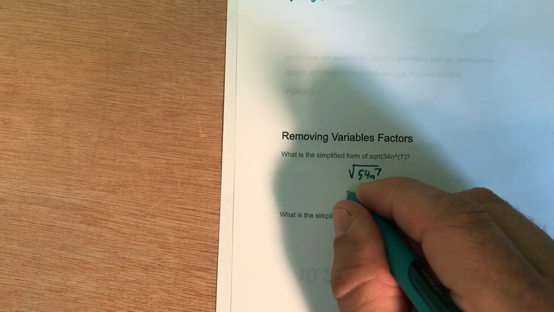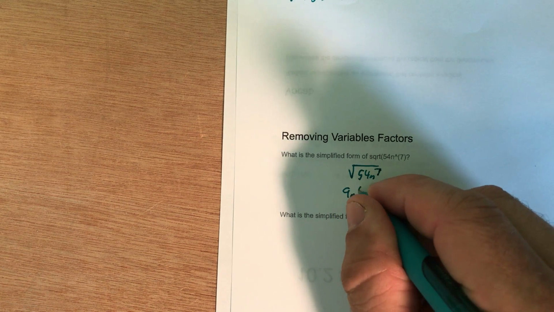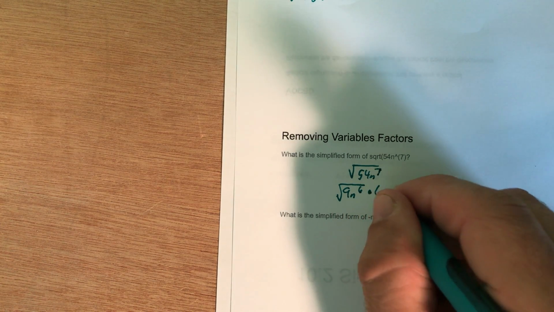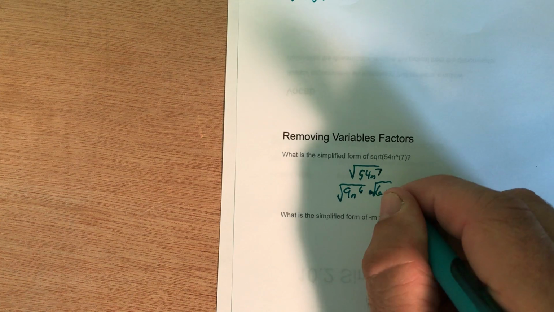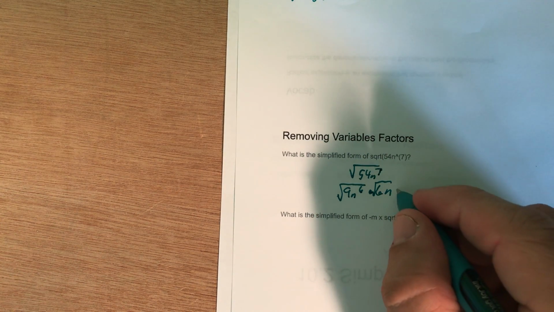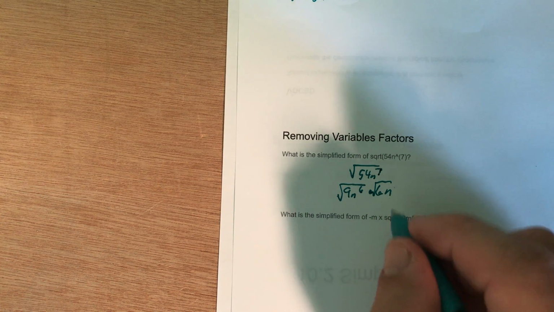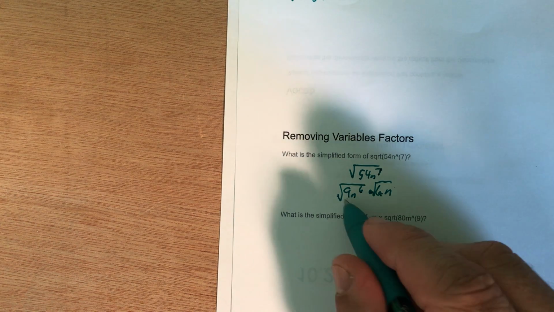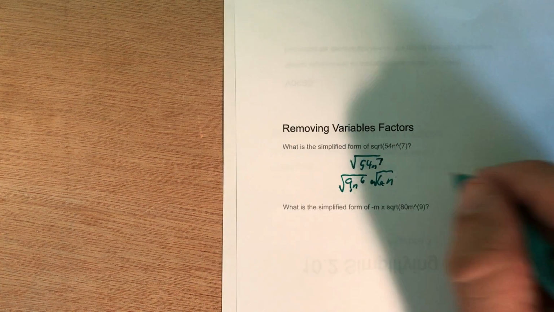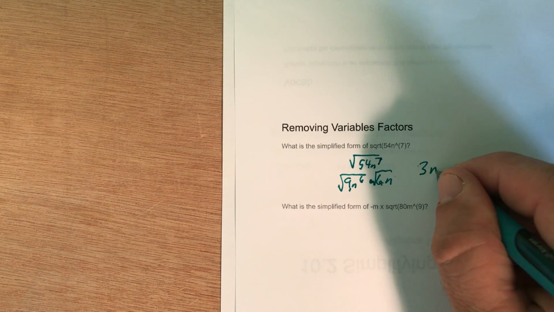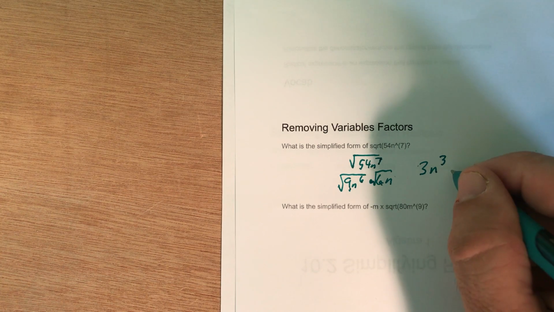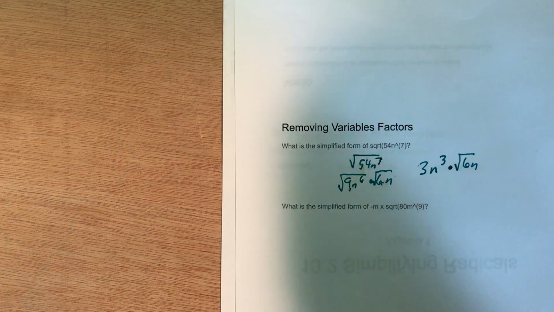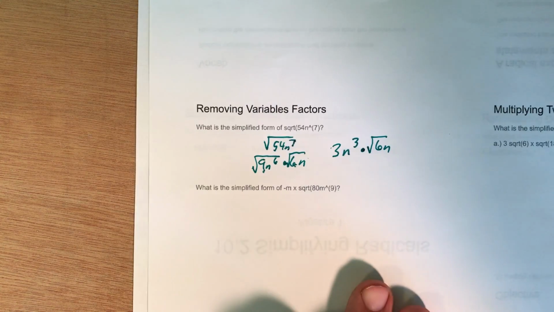So I'm going to go with the square root of 9n to the 6th times the square root of 6n. This is n to the first, which means I don't have a group of 2 to get rid of. 6 is only 2 and 3, which you can't simplify anymore. But I can simplify this, and I should get 3n to the 3rd times the square root of 6n. And that would be your answer.